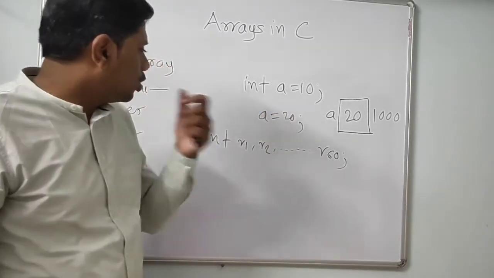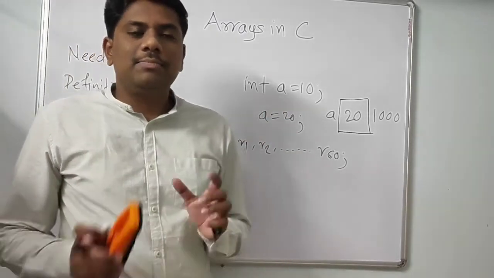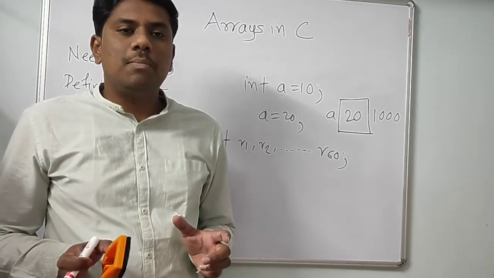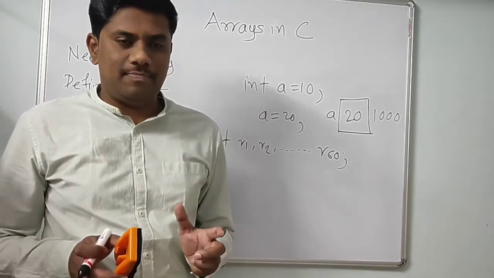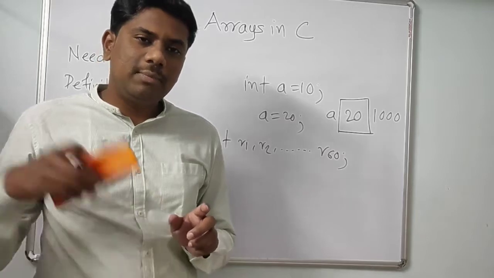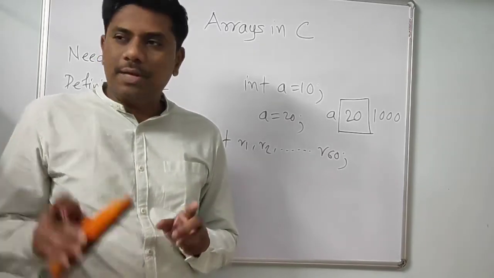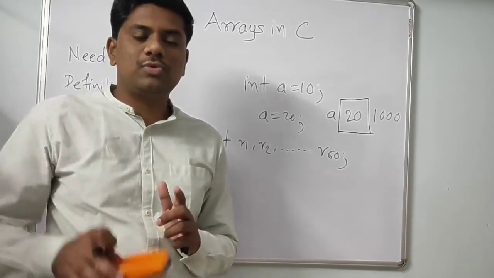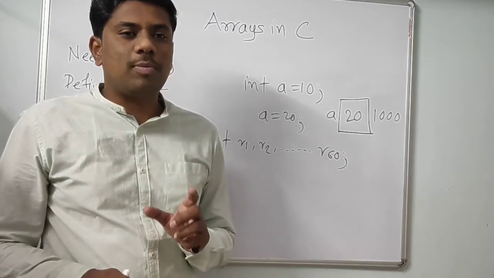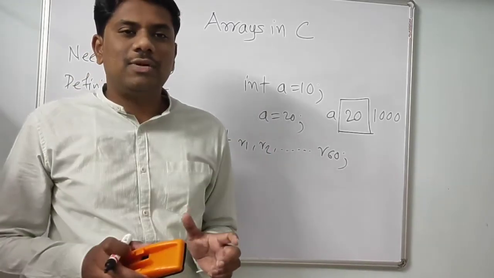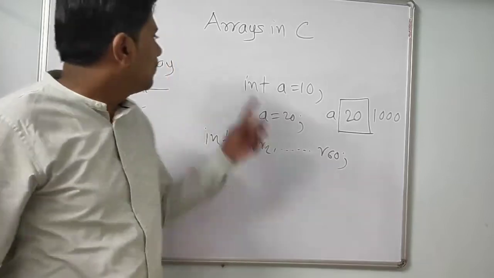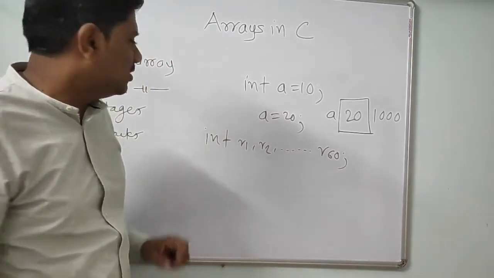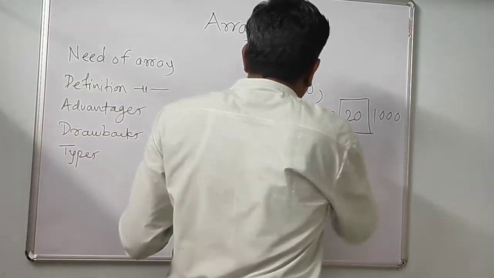So what is the drawback of a simple variable? A simple variable is unable to hold multiple values at a time. It is able to hold multiple values at different times, but if you store another value, the first value will be replaced. So that is the drawback of a simple variable. That's why Dennis Ritchie invented the concept called array.